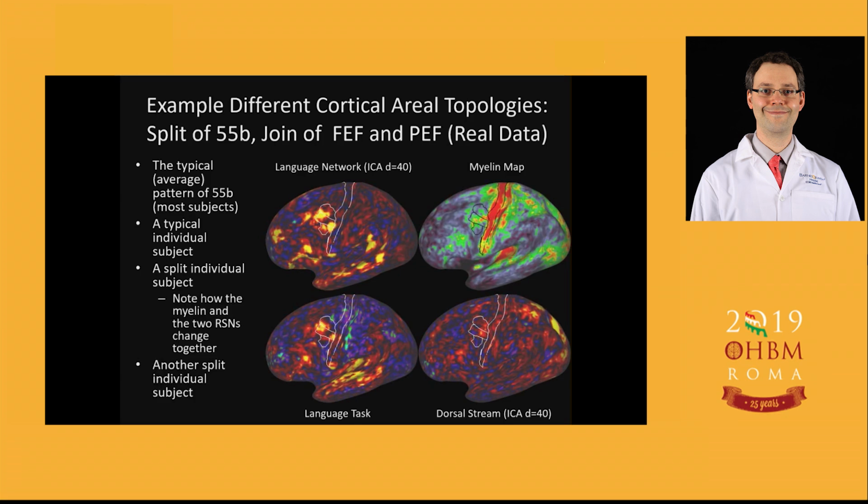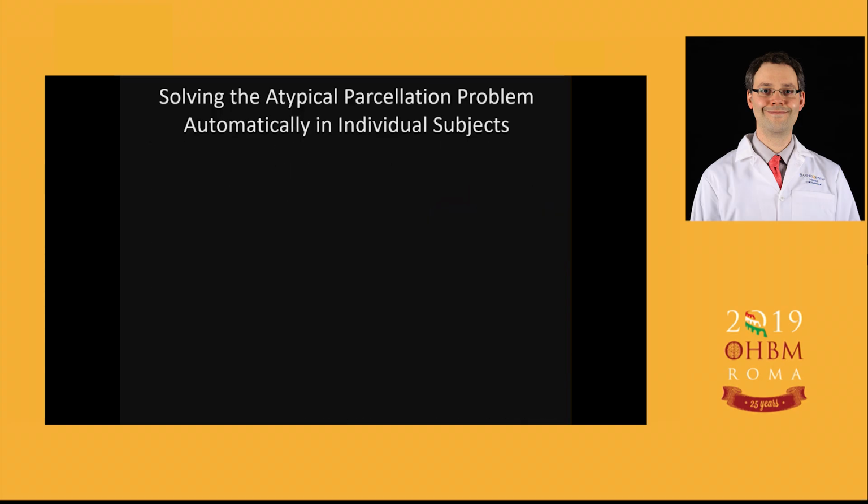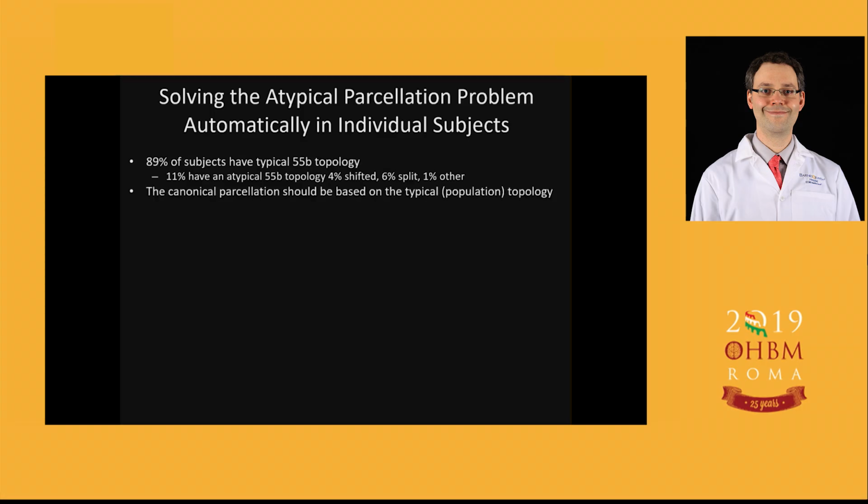And here's another split subject. Again, we've got the two foci of connectivity and activity, the high myelin that sort of runs right between them, and the dorsal stream connectivity. So how are we going to solve this problem automatically in individual subjects? Turns out 89% have the typical topology, but that means 11% have another topology.